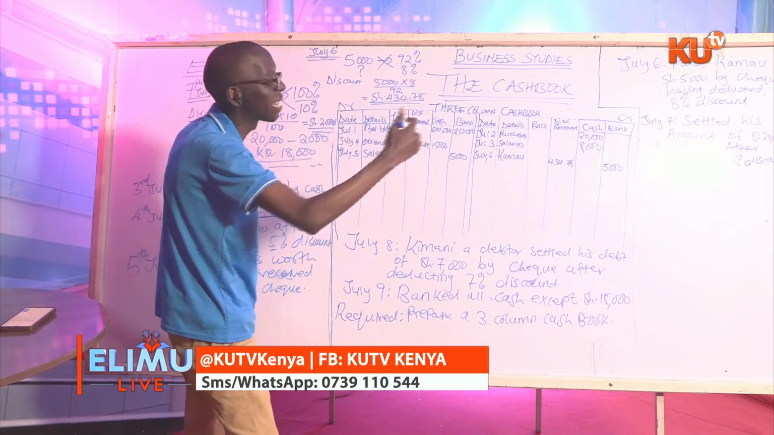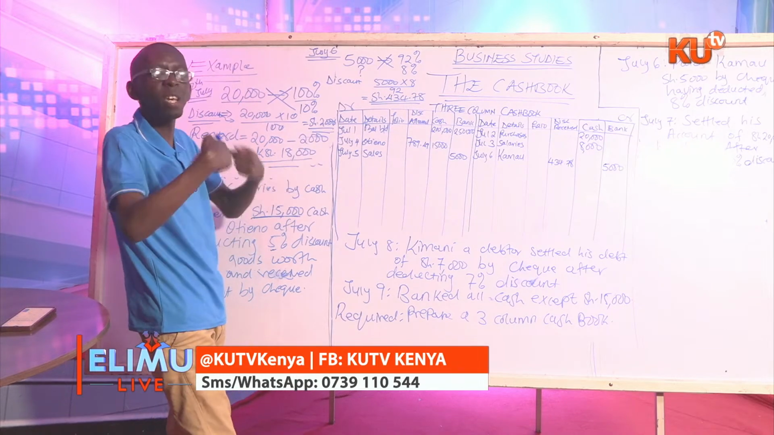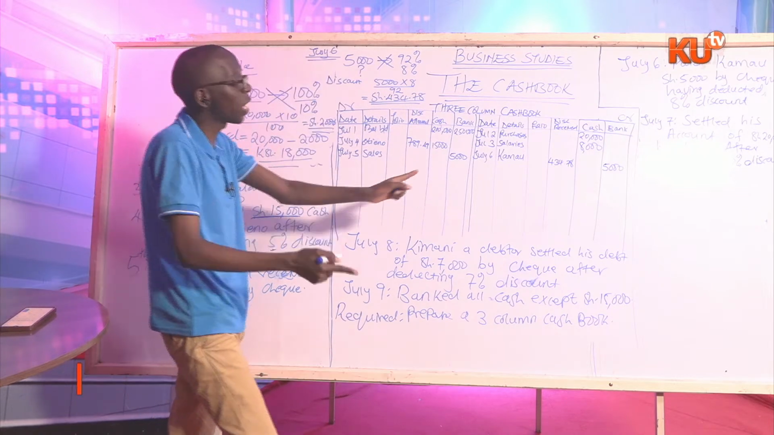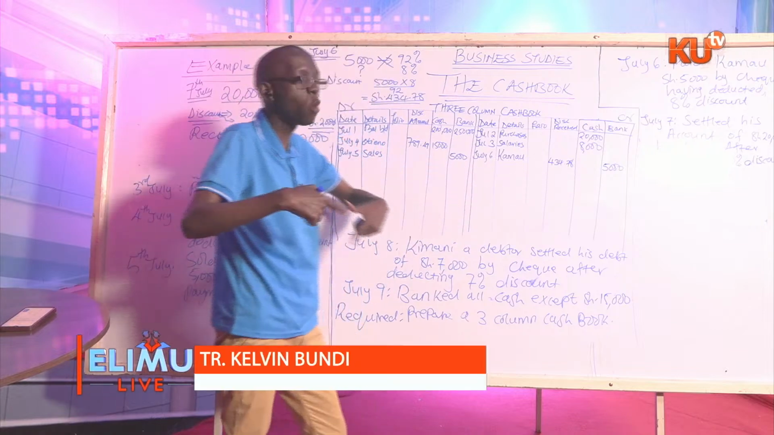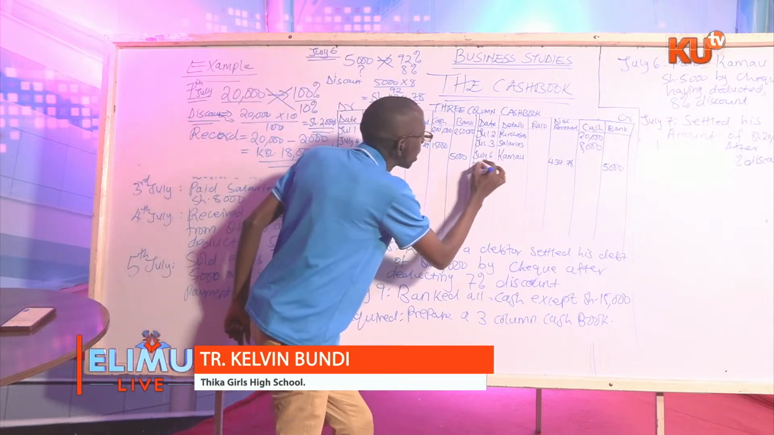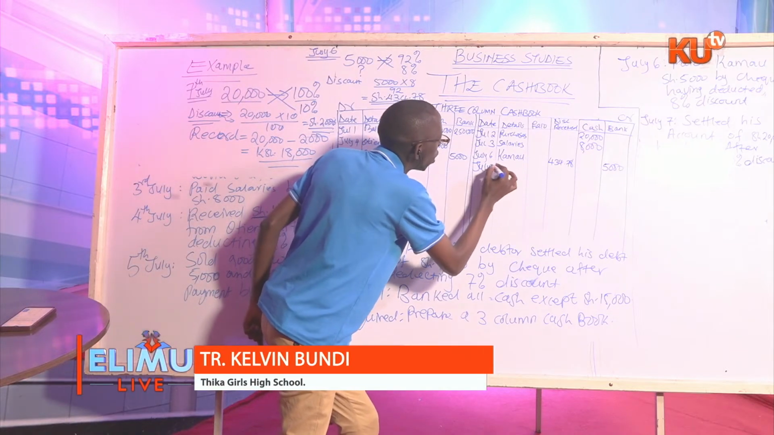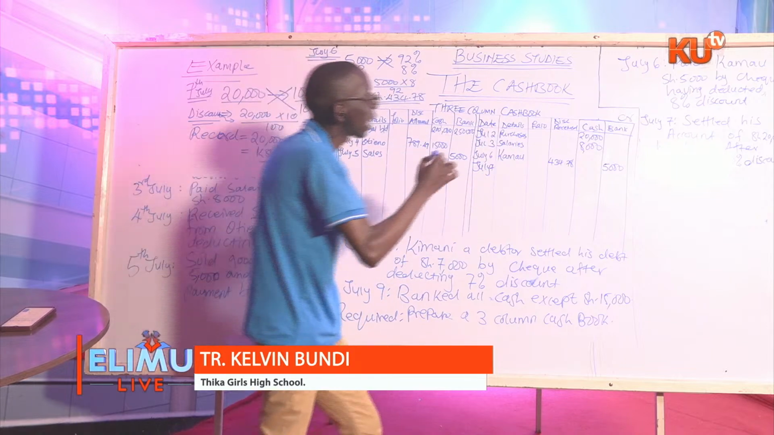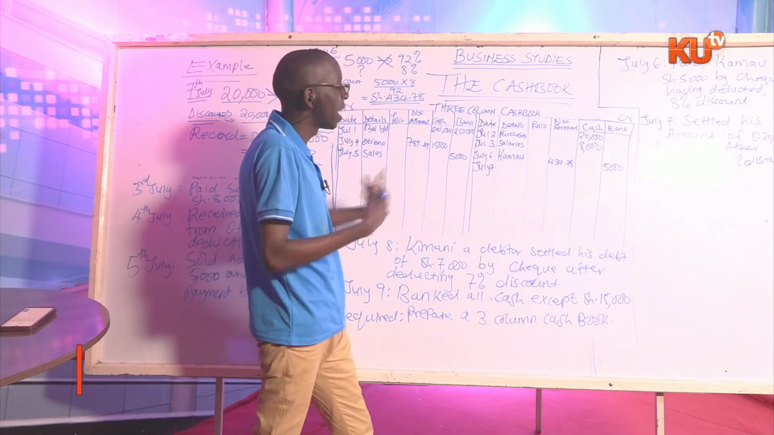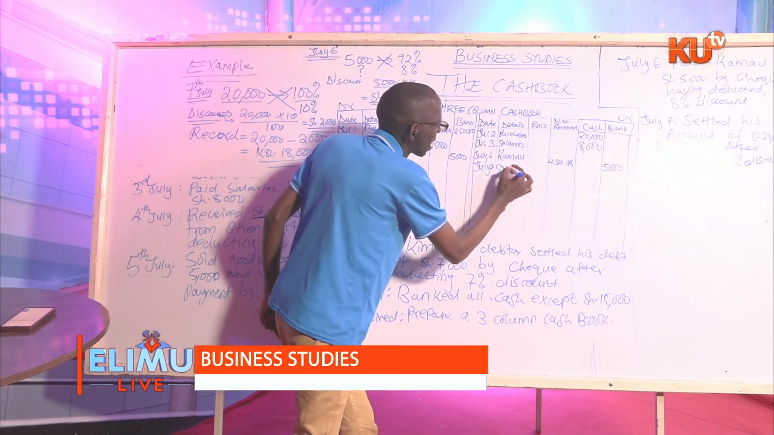Settled his account of. It's him who is paying the debt, so it is a decrease. It's him who is paying the debt on July 7. We now come to record July 7. Settled his account of. So it's creditors. A debt is a creditor.